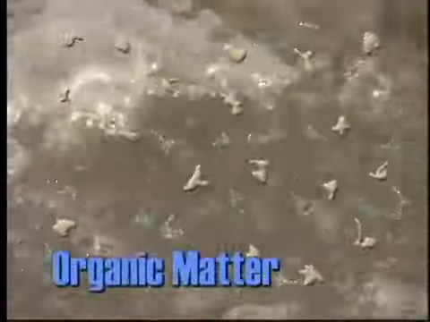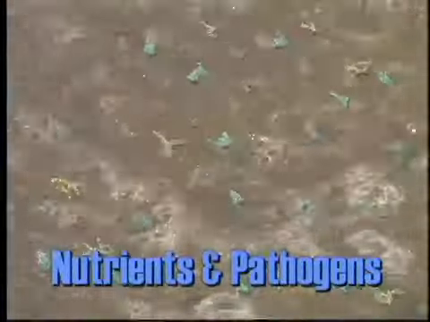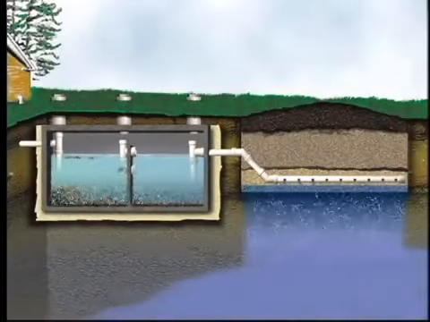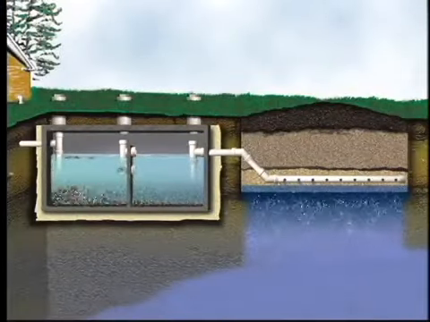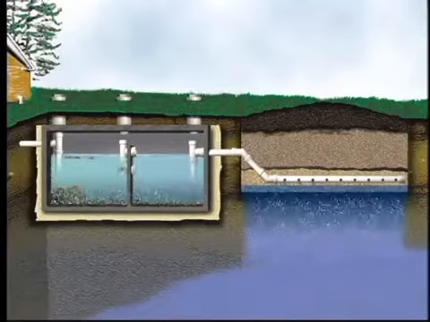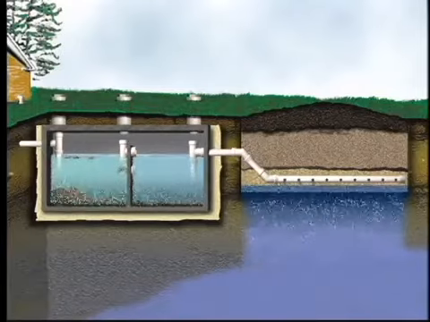Wastewater is 99.9% water, contaminated with a small amount of organic matter, suspended and dissolved solids, nutrients, and pathogens. These contaminants must be removed from the wastewater before it leaves the soil treatment area. The goal of the on-site wastewater treatment system is to remove these contaminants, protecting public health and the environment.